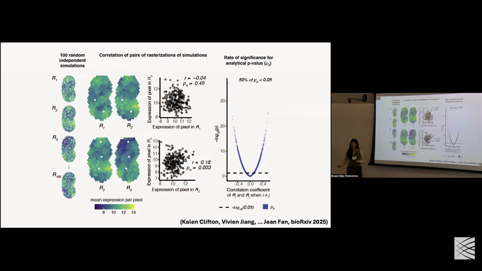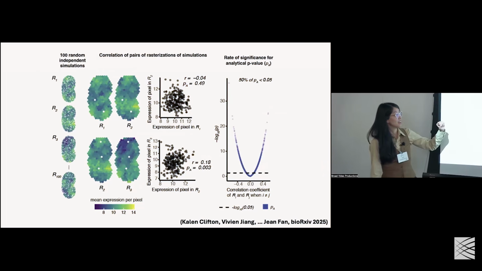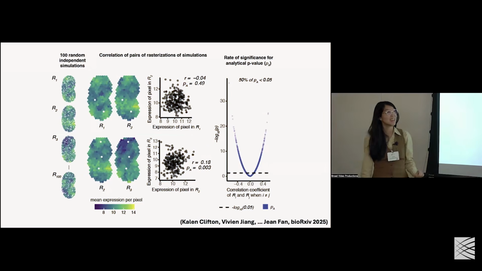Sorry to interrupt, but just to clarify, is there some spatial autocorrelation in the simulation, or is it completely random? There is, yes. So this is simulated as a Gaussian random field, so there is a degree of autocorrelation. This is intended to proxy genes that were autocorrelated but independent from each other.